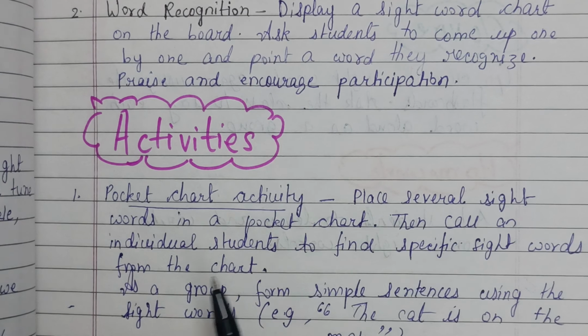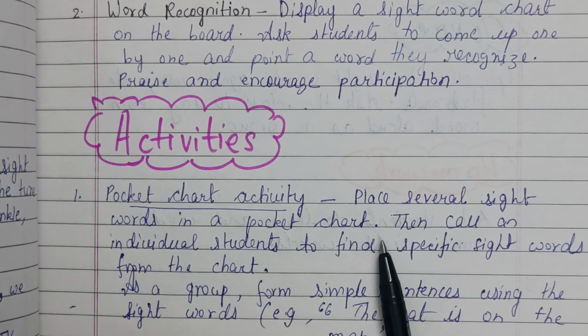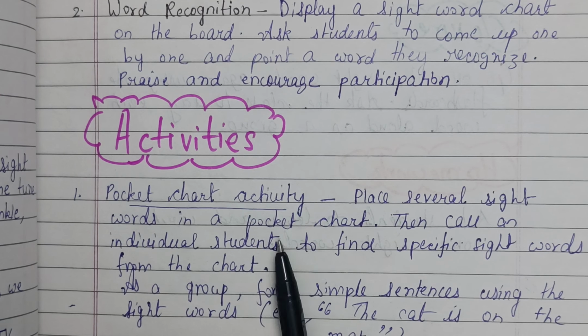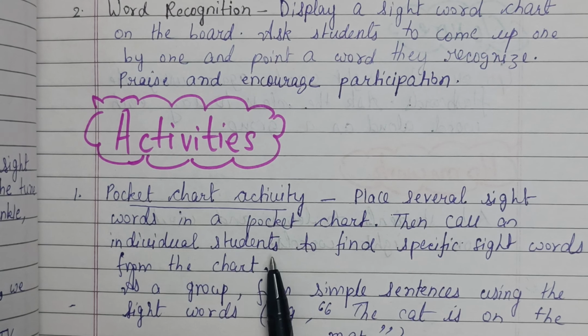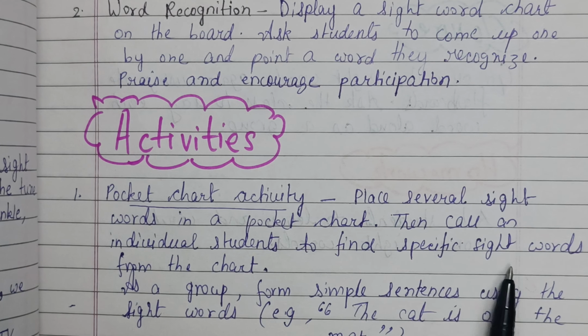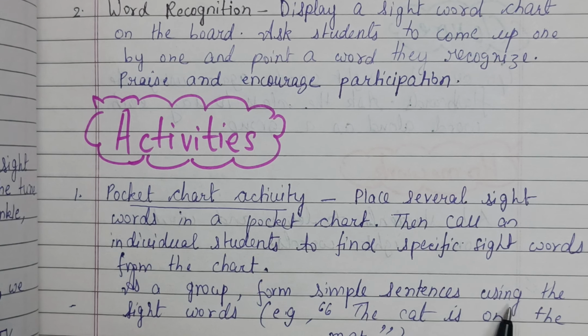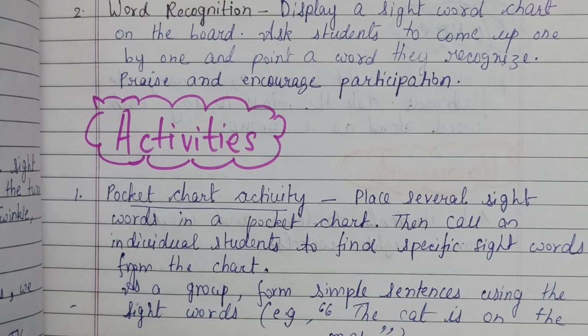Now we can use the activities, pocket chart activity, in which place several sight words in a pocket chart. Then call an individual students to find specific sight words from the chart. As a group, form simple sentences using the sight words. Example, the cat is on the mat. So you can do this pocket chart activity.